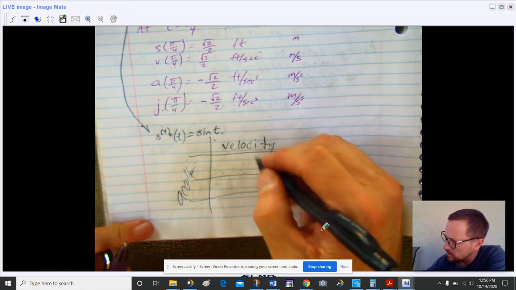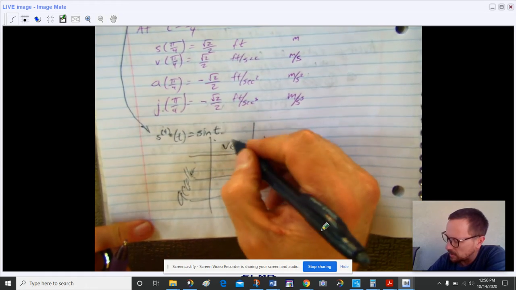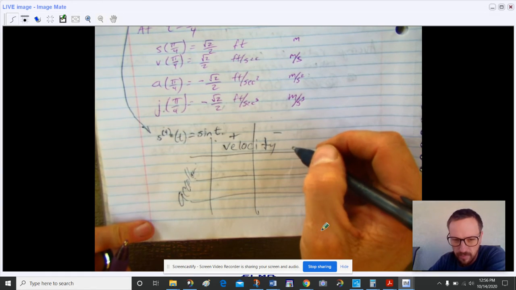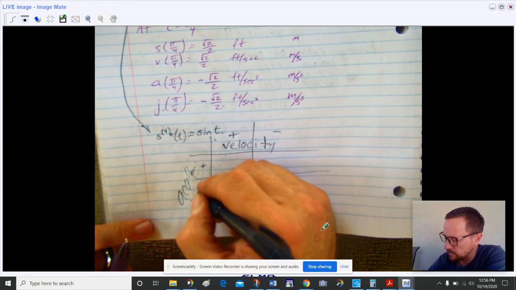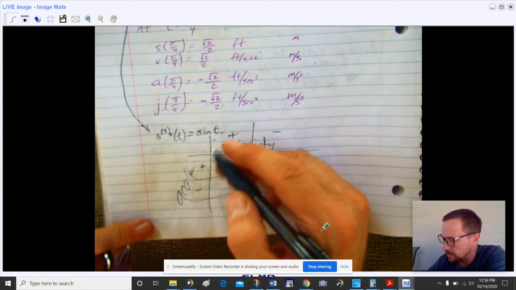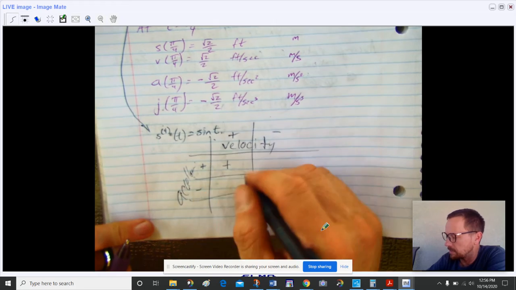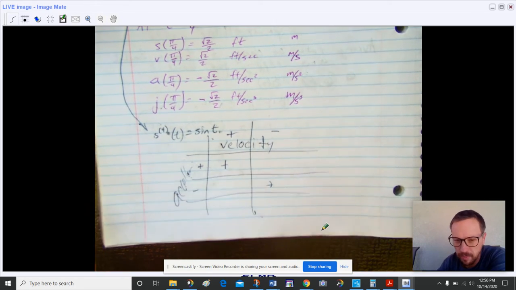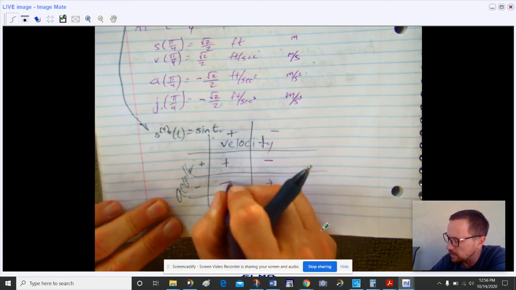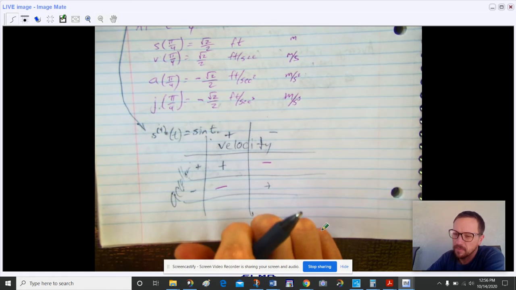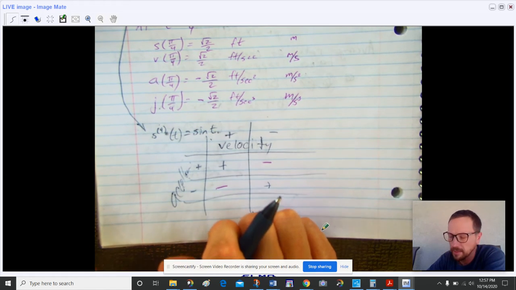All right, so the way it can work out, velocity could be either positive or negative. Acceleration could be either positive or negative. What's a positive times a positive? Well, that's positive. What's a negative times a negative? Well, that's positive. So those would both be positive, and these would both be negative, right? Right. Okay, you know how to multiply.